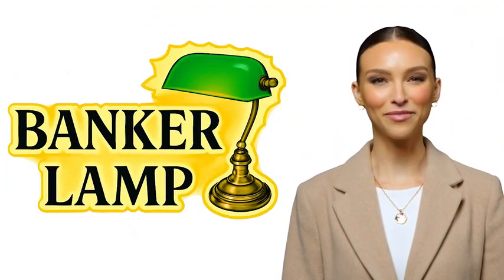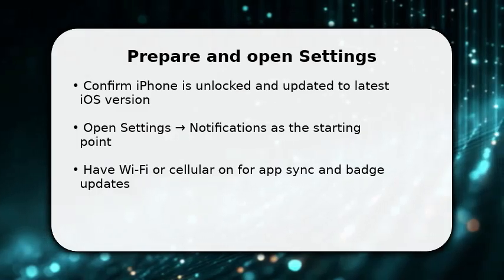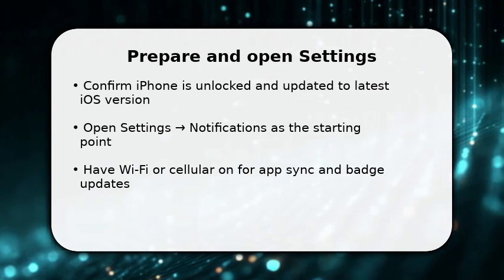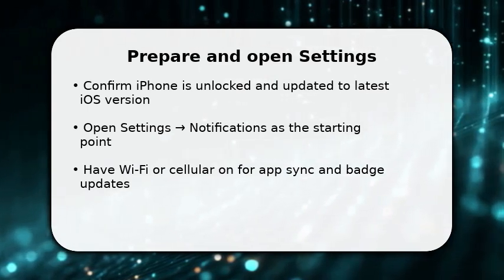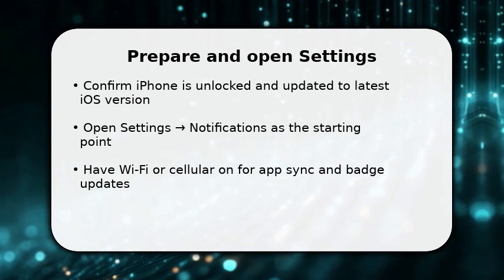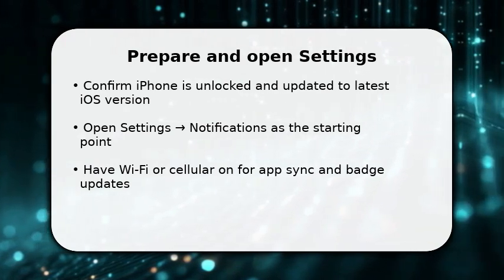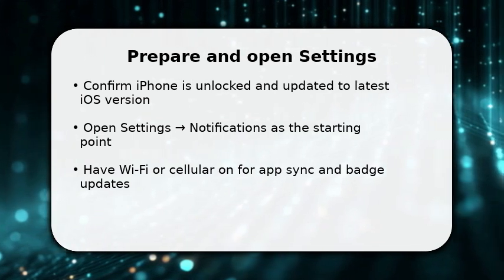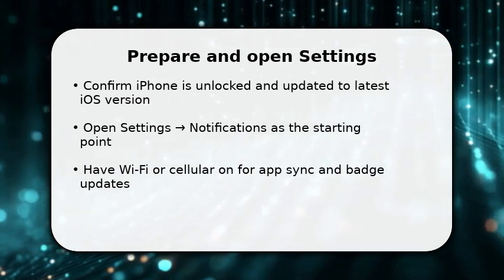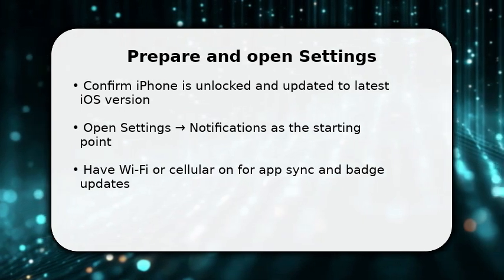Please enjoy the video. You start by confirming your iPhone is unlocked and running the latest iOS. Updates fix many notification bugs. Once done, open Settings and tap Notifications to view app controls. Make sure Wi-Fi or cellular is active so apps can register for alerts.